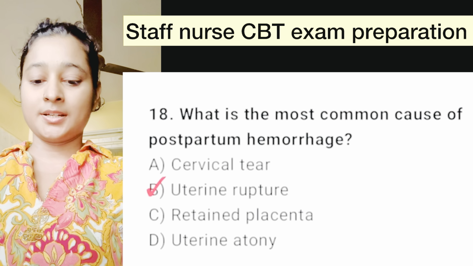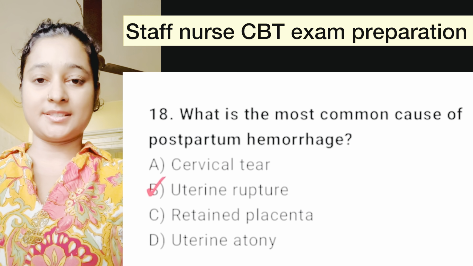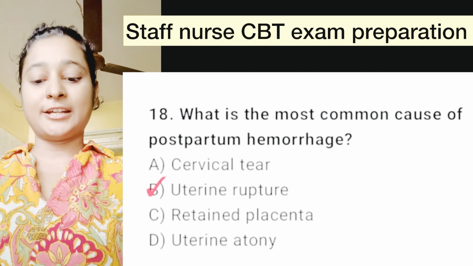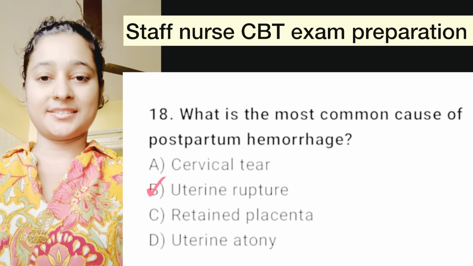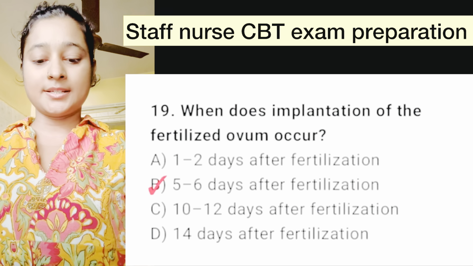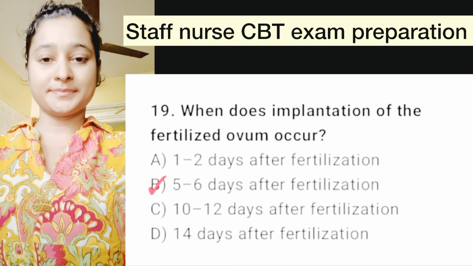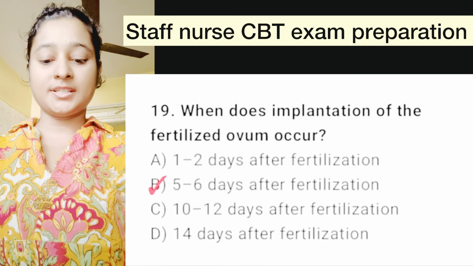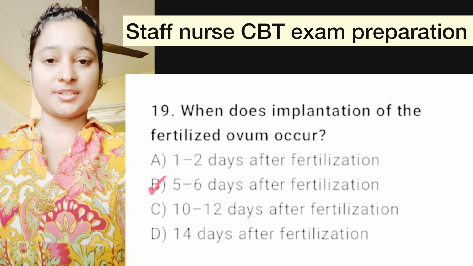Next question. What is the most common cause of postpartum hemorrhage? Here right option is option B, uterine rupture. Next question. When does implantation of the fertilized ovum occur? Right option is option B, 5 to 6 days after fertilization.